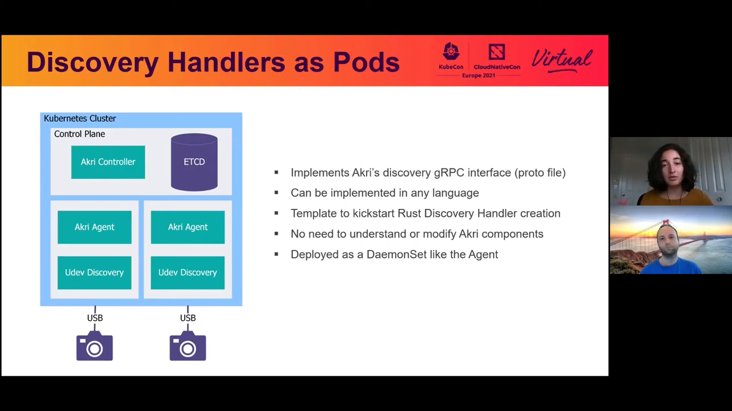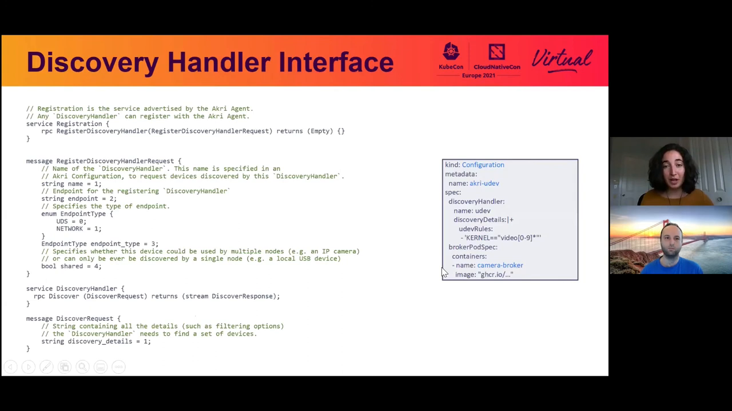And now our discovery handlers live behind a gRPC interface, and we'll look a little bit more at that in detail in a second. What this means now is that discovery handlers are deployed in their own pods, and they can be implemented in any language, and they can easily be deployed using our Helm chart. So you can just specify the image for your discovery handler, and they'll automatically be deployed in a daemon set fashion like our agents.